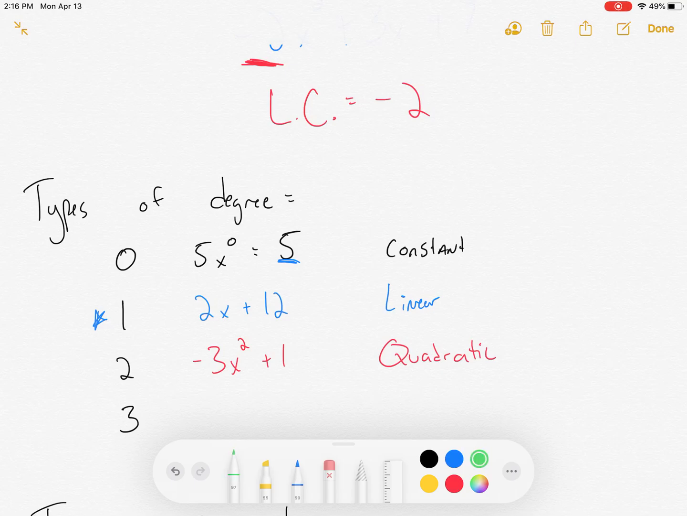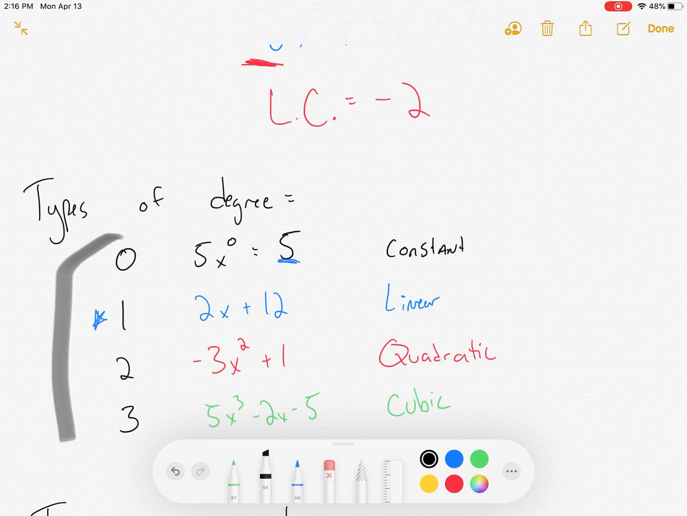Last one, something with a degree of 3, let's say 5x to the third minus 2x minus 5. Again, my degree is 3 because my highest exponent is 3. We call that cubic. This is a cubic polynomial. There are more, but these are the 4 I really need you to focus on. If you know these 4, we're good to go. Usually I would teach about 6 of these, but I'm going to cut out all the ones that you don't need to know. You need to know these 4: constant, linear, quadratic, cubic. And again, we classify them by the highest exponent or the degree.